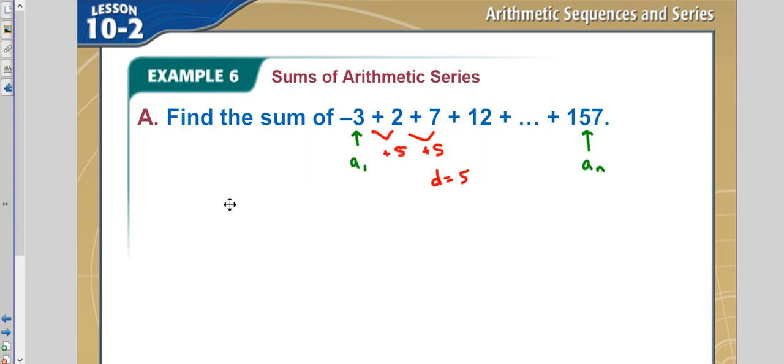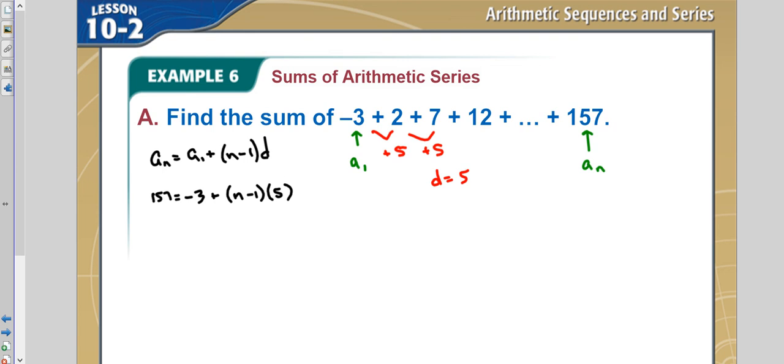First I probably could just find out how many terms are there just by using the old explicit formula. Remember this one from earlier is n minus 1 times d. This would probably be the quickest way just to find out how many terms are actually there. So we know our first term is negative 3. Excuse me, that means last term, it's 157. Negative 3 is our first term. We don't know how many terms are there, but we do know it's increasing by 5 every time.